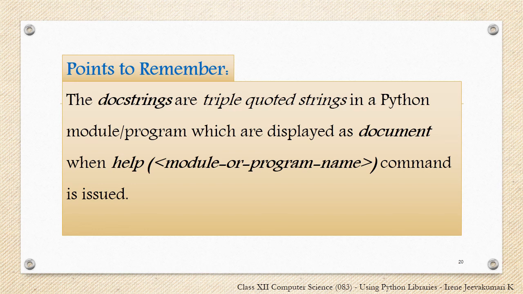Points to remember. The docstrings are triple quoted strings in a Python module or program which are displayed as documentation when the help command on the module or program name is issued. So when the help command is issued on a module name or program name, it displays the docstrings as documentation for the module or program.